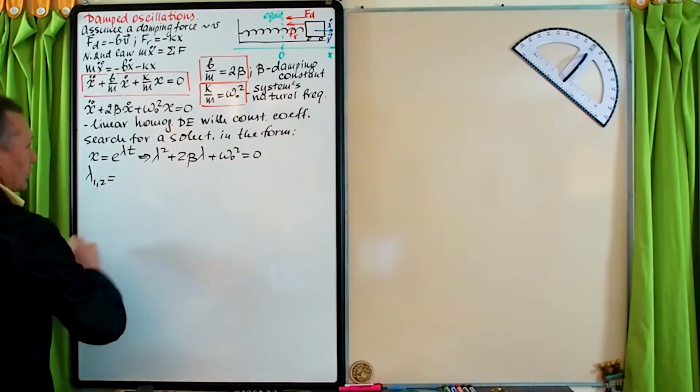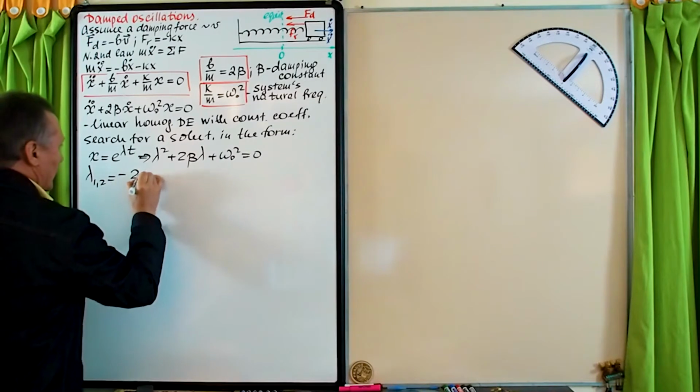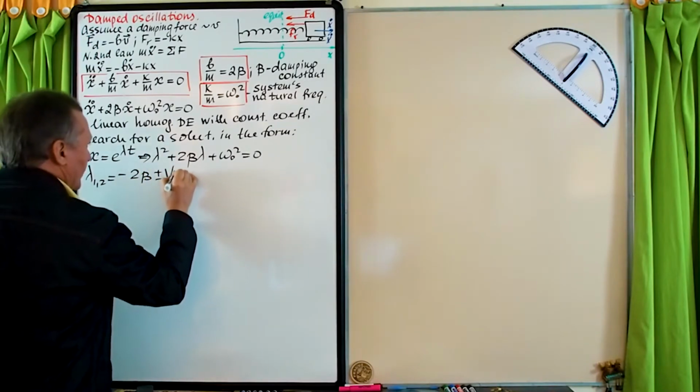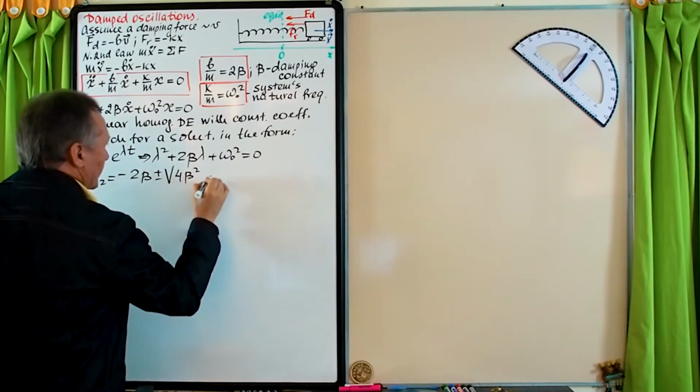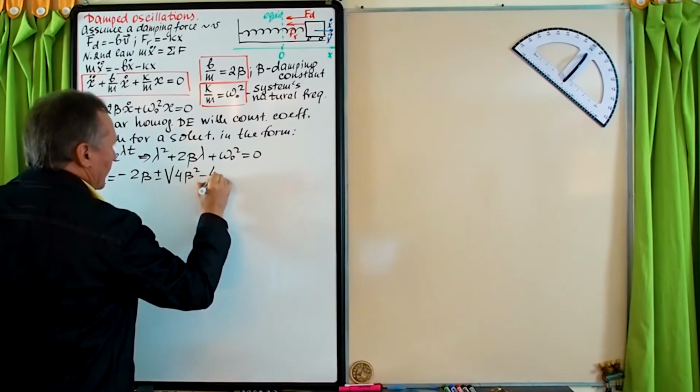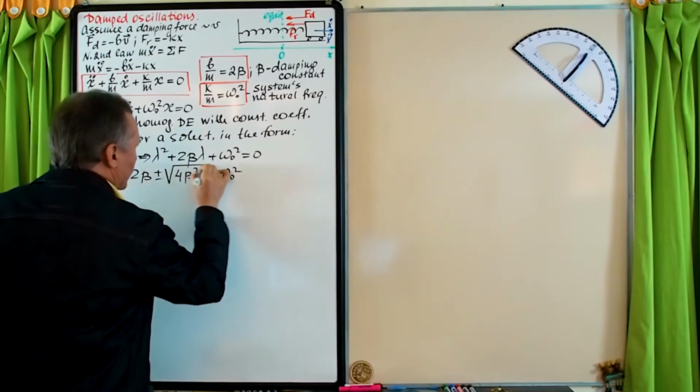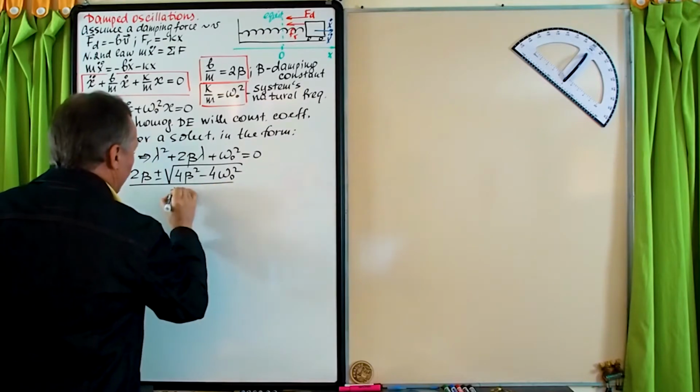All right, so lambda squared plus 2 beta lambda plus omega naught squared equals 0. So we have the characteristic equation. The solutions lambda 1, 2 will be minus 2 beta plus minus the square root of 4 beta squared minus 4 omega naught squared, so just a quadratic equation, divided by 2.